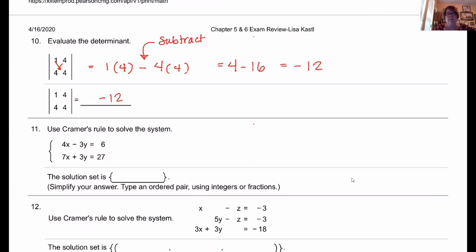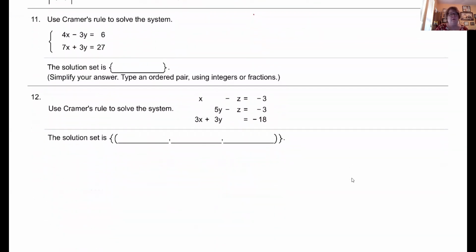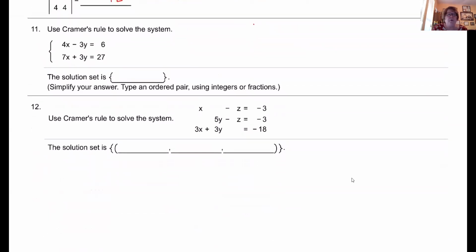All right, using Cramer's rule to solve 2 different systems, we're going to solve a 2-equation, 2-variable system, and then we're going to solve a 3-variable, 3-equation system using Cramer's rule. For me, the 2-equation, 2-variable system is just as easy to do by hand as it is to put all those matrices in my calculator. So I'm just going to do this by hand.